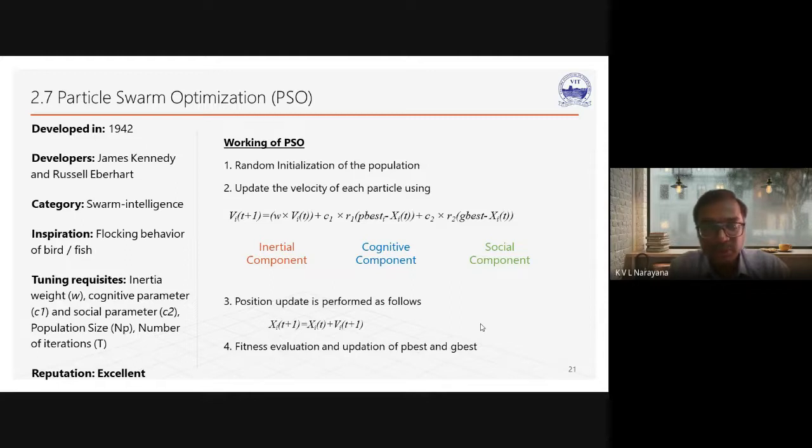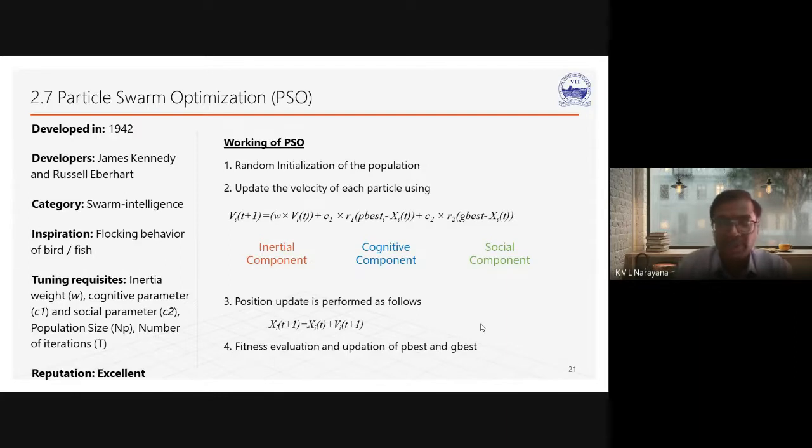And once the position is updated, next we will get the new population members, and the fitness of every member is to be calculated, and we have to find out the best solution, whichever member is giving the minimum fitness value. Based on that, we can select the best values.